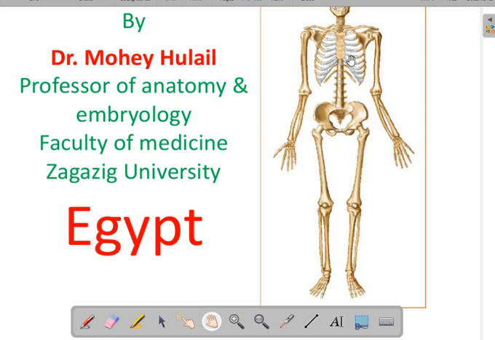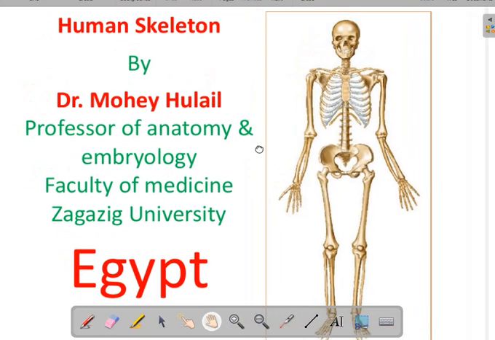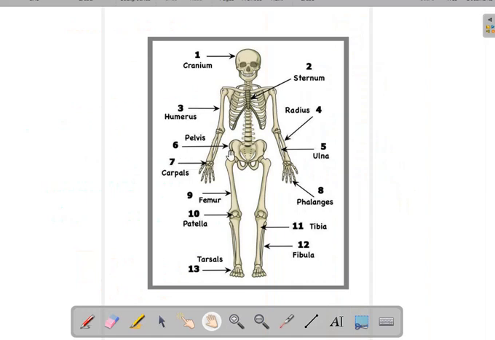We will describe the skeleton of the human body, its components, and its function. The function of the skeleton of the human body is to provide the body its framework, to allow movement, to protect the vital organs, as the skull protects the brain, the vertebral column protects the spinal cord, the thoracic cage protects the lung and the heart.